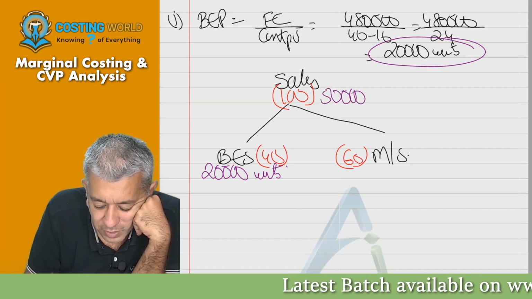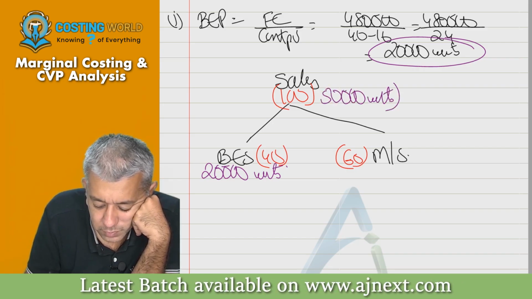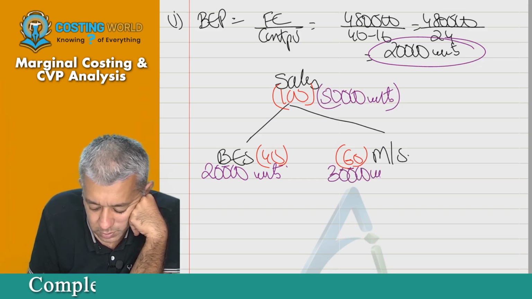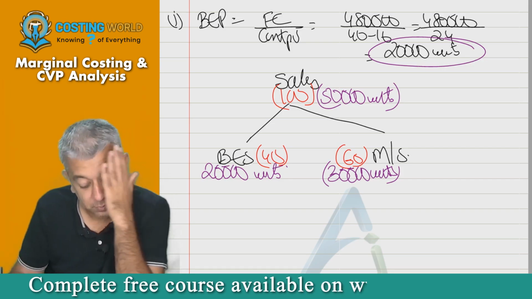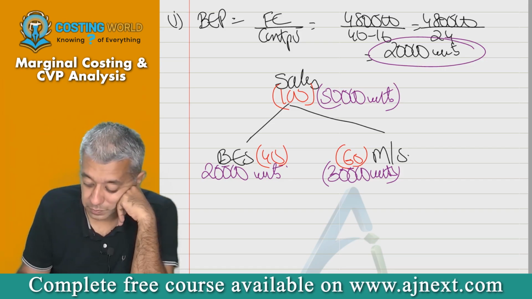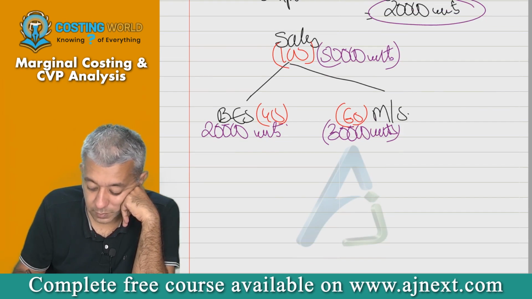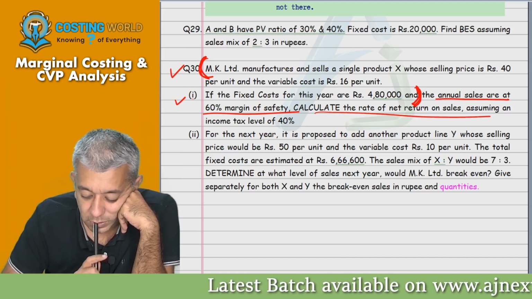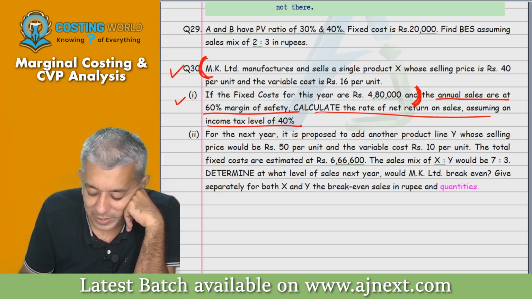Sales will be 50,000 units. And this will be 30,000 units. Now see, those guys have told you what? Calculate the net rate of return on sales assuming income tax level of 40%.